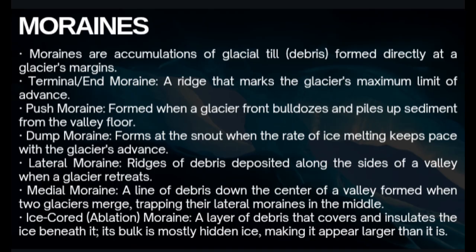Next one is lateral moraine. It is ridges of debris deposited along the sides of a valley when a glacier retreats. The debris is primarily rockfall from the valley walls that has accumulated on the ice surface.